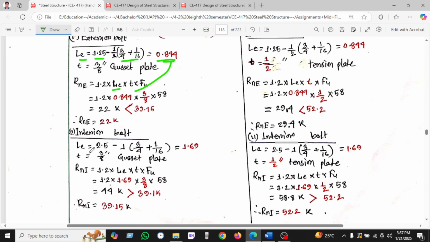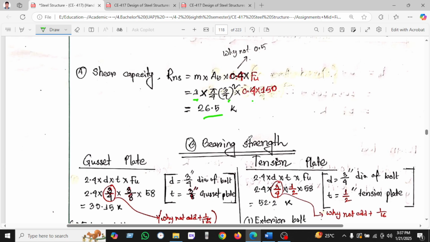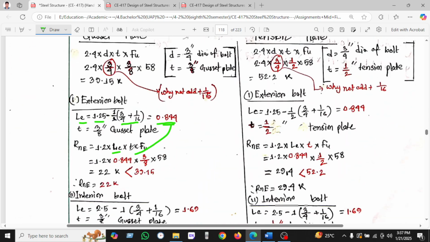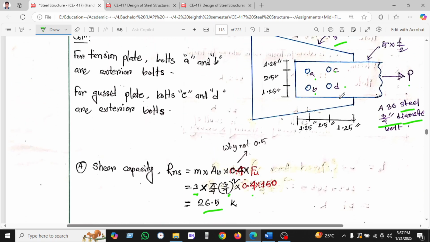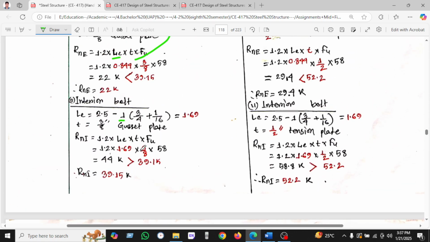For the interior bolt we have been seeing Lc equal to 2.5, so we have been given here the 2.5 in the interior, minus half into the hole diameter, so 3 by 4 plus 1 by 16, which is 1.69. So this is important, and the thickness of the gusset plate we have been done 3 by 8. So Rn equal to 1.2 Lc t Fu, Lc calculated previously, and found 40.42, which is greater than 39.15. So we'll take the smaller value, which is 39.15.